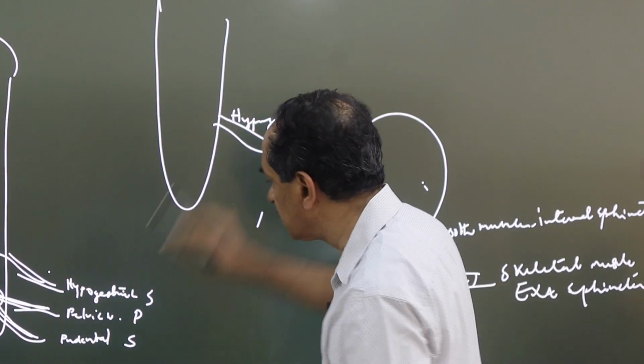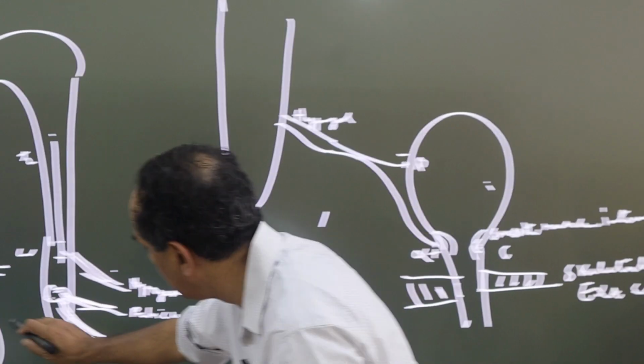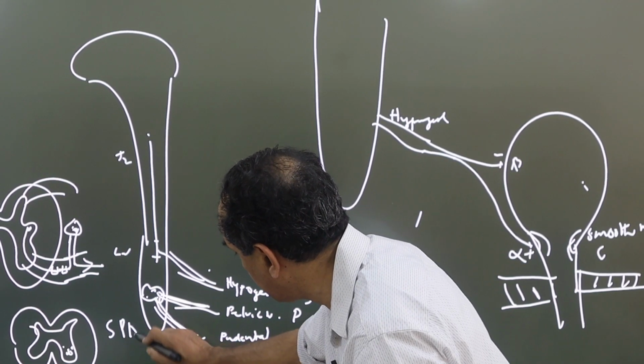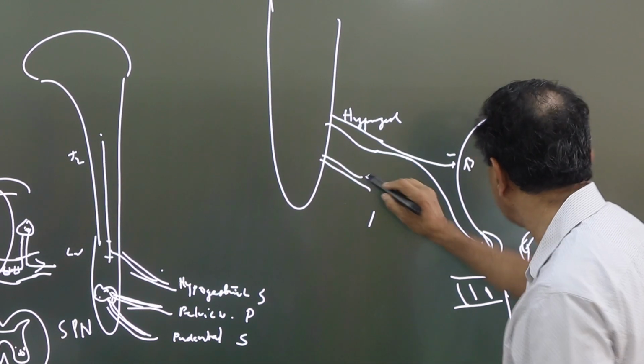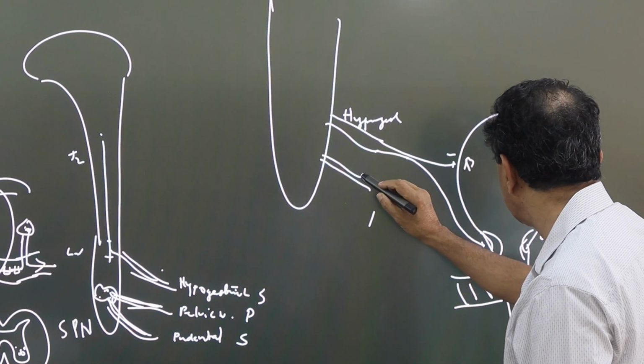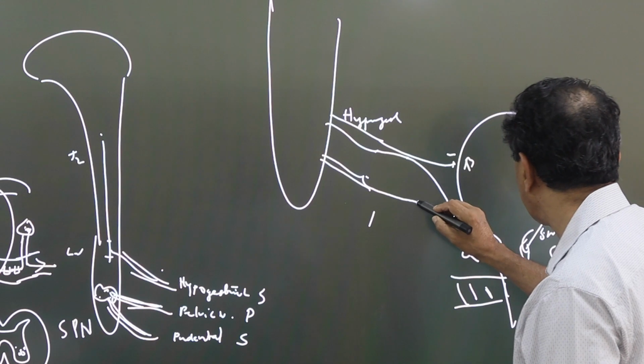The pelvic nerve comes from the sacral parasympathetic nuclei. So the pelvic nerve comes, and what does it do? It supplies the detrusor.